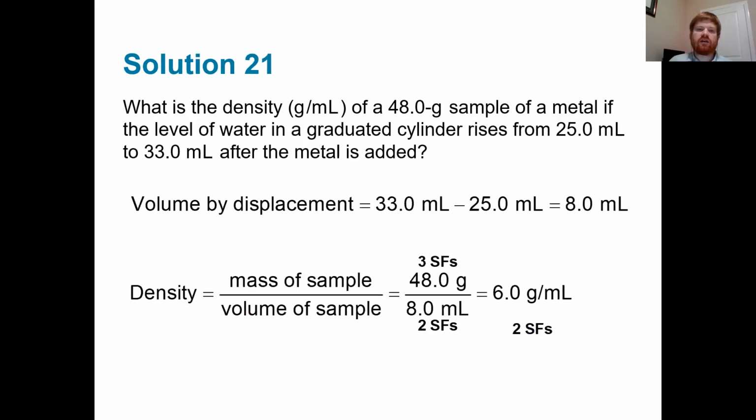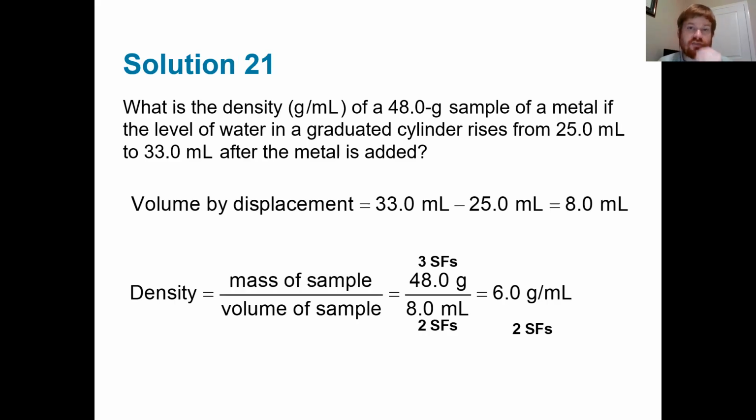Okay, we're back. So what happened? Well, the volume of the displaced object is just going to be the final volume of the water plus the metal minus the initial volume of the water. So that's 33.0 milliliters minus 25.0 milliliters. That's 8.0 milliliters. The density is the mass of the sample. That's given to us right there, 48.0 grams divided by 8.0 milliliters, ends up being 6.0 grams per milliliter.